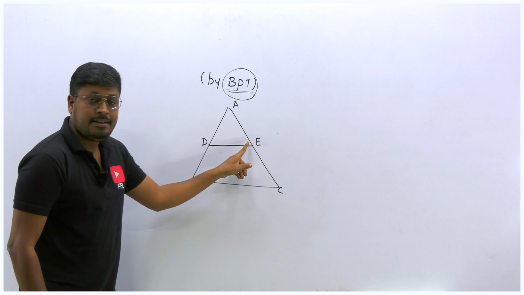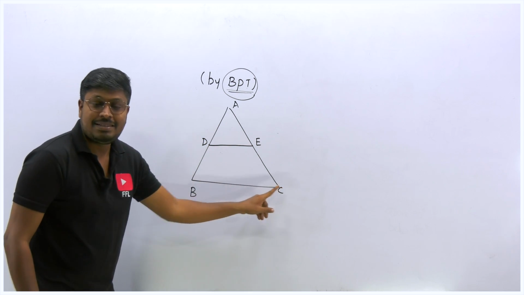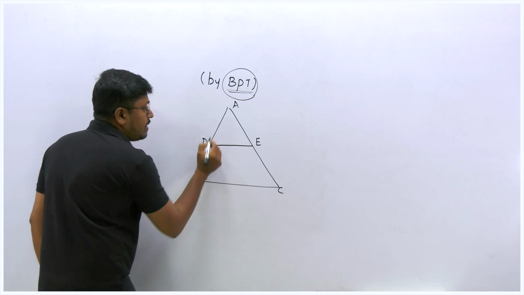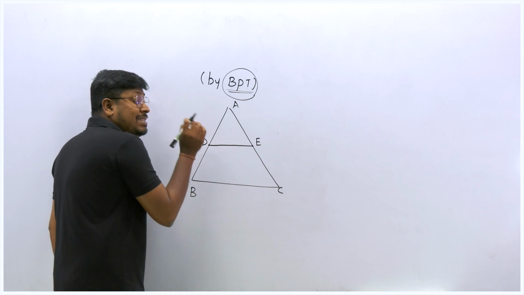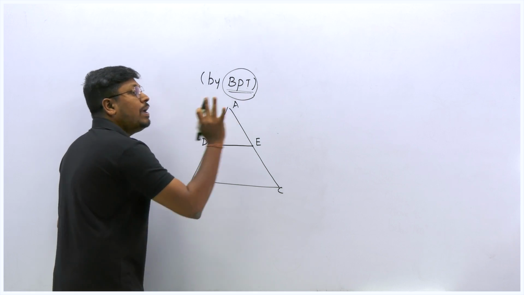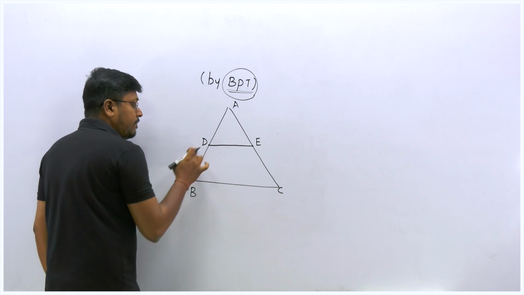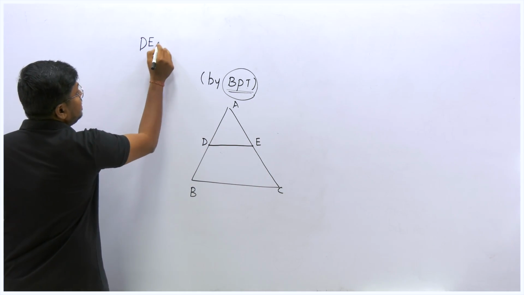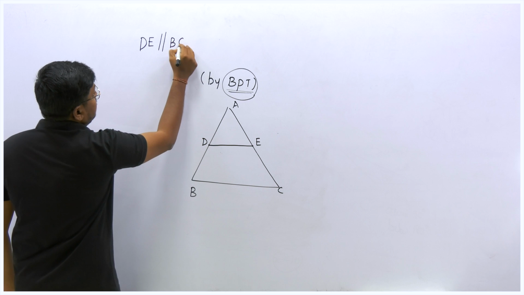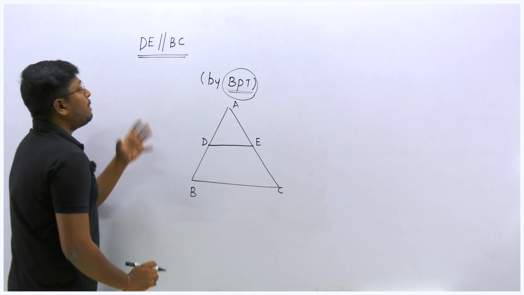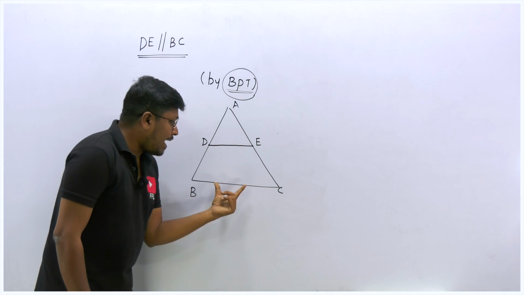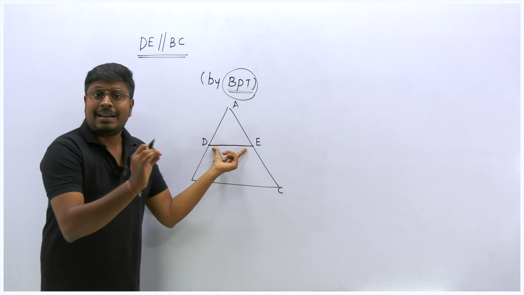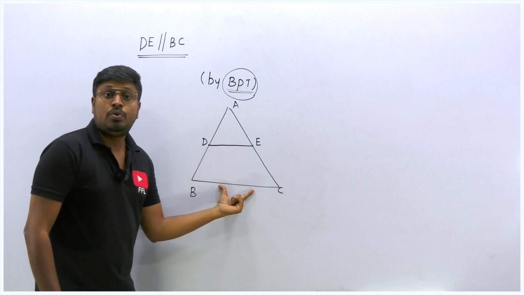The line DE is drawn parallel to one side of the triangle, and this line intersects two sides, which splits each side into two parts. So this part and this part, and this part and this part. Friends, understood or not? So DE is parallel to BC. In a triangle, if they mention DE is parallel to BC, that means DE is a line drawn parallel to one side of the triangle.